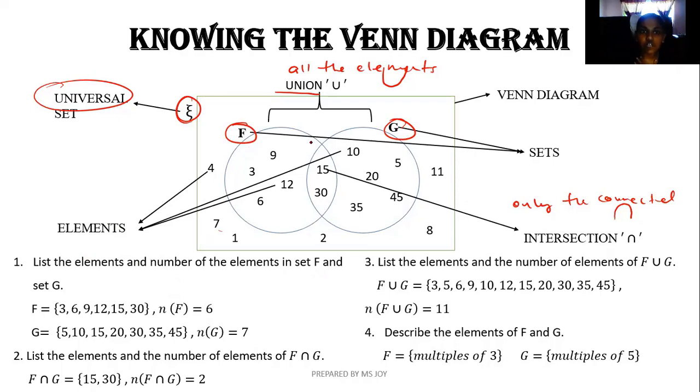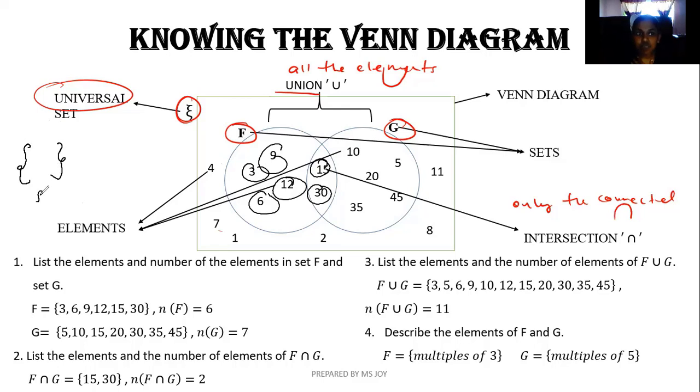So if you focus on set F, there are a few elements, correct or not? So what are the elements in set F? We have 3, 6, 9, 12, 15 and 30, which means everything that is inside of the F circle or F family. So when it says list, guys, make sure you are able to use this symbol.